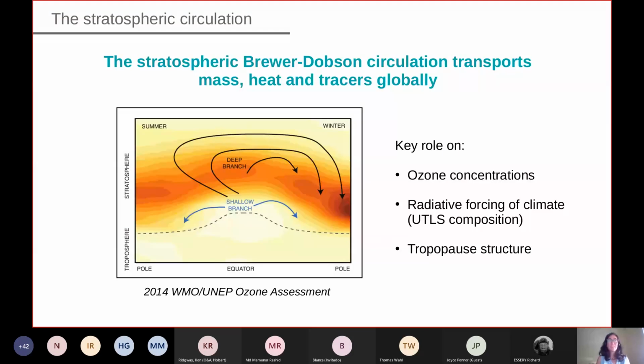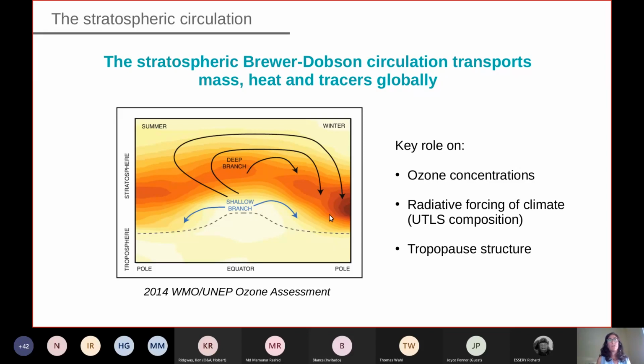So okay, I'd like to start by introducing the stratospheric circulation, which you may not be familiar with, and in particular this Brewer-Dobson circulation, which is what I'll be focusing on today. It's a transport circulation that transports mass, heat, and tracers globally in the stratosphere. And you can see a schematic of this circulation in this figure.